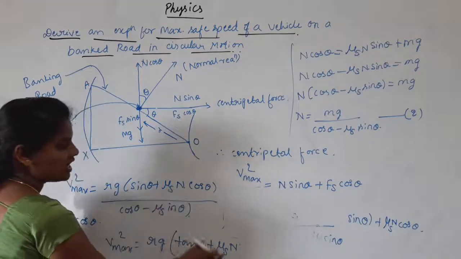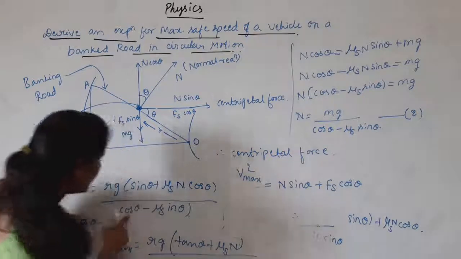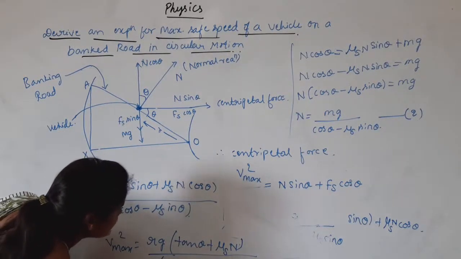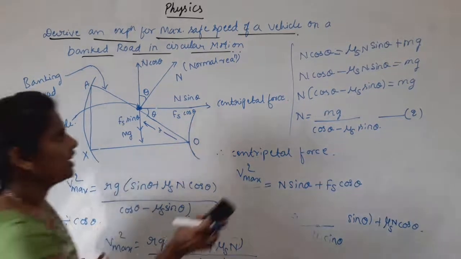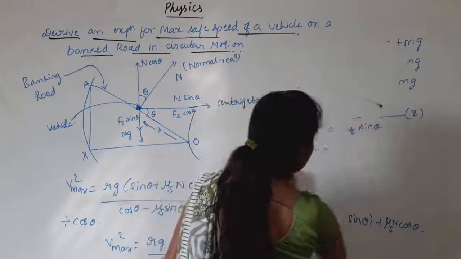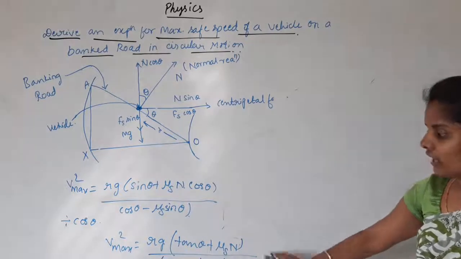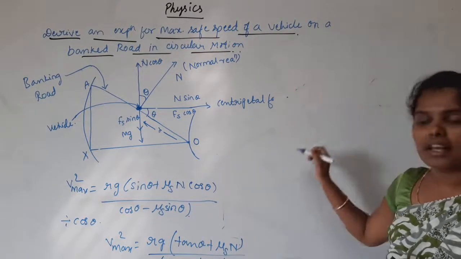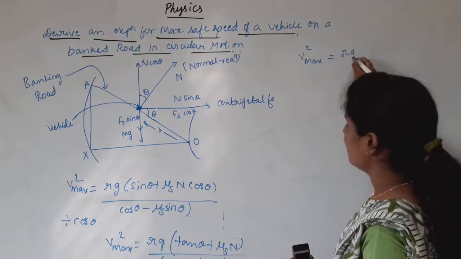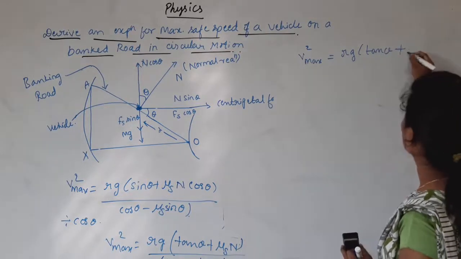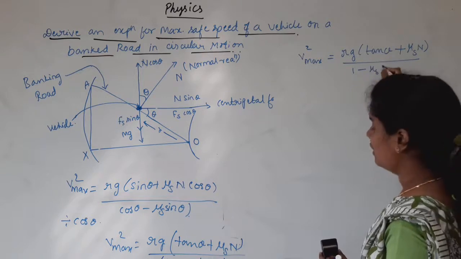Cos divided by cos is 1, so neglect it, and the whole thing is divided by 1 minus mu s tan theta. This is the expression for the maximum safe speed of a vehicle on a banked road. Again I will write: v max whole square equals rg into tan theta plus mu s divided by 1 minus mu s tan theta.